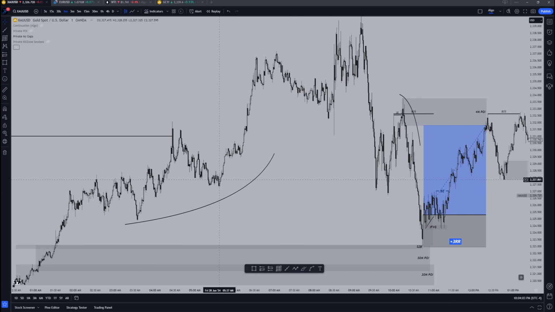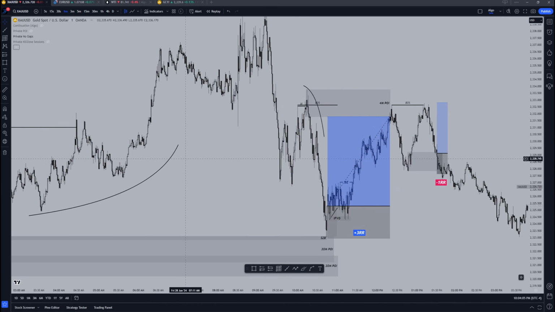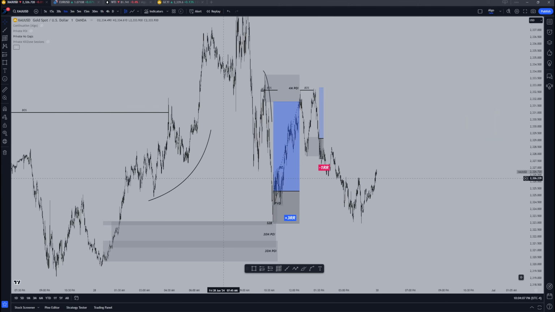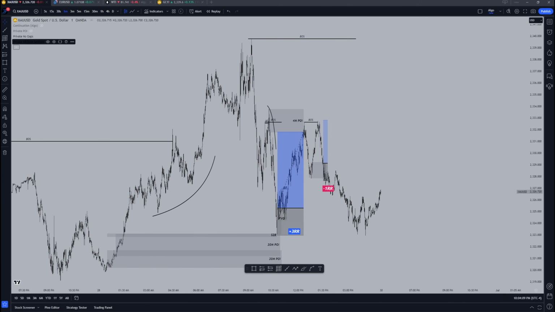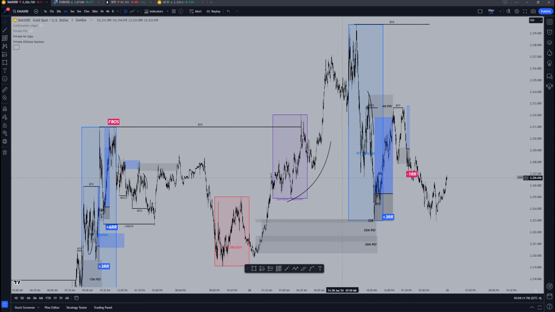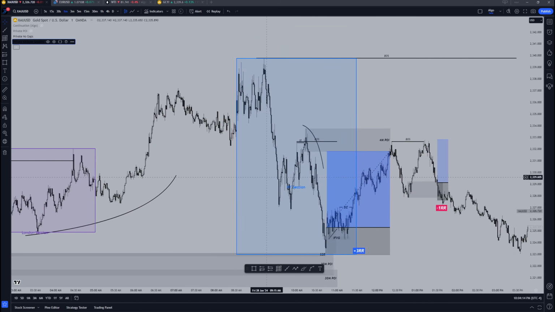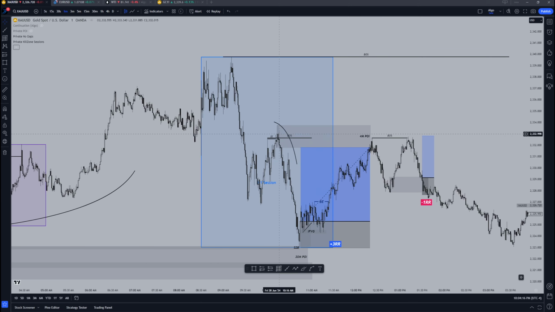You guys can see how hard it is to see this inducement on a lower time frame. It's just too much clutter, too much noise. So let's turn on my sessions again. This was the New York session here. I woke up kind of late today, so I missed most of this action here.